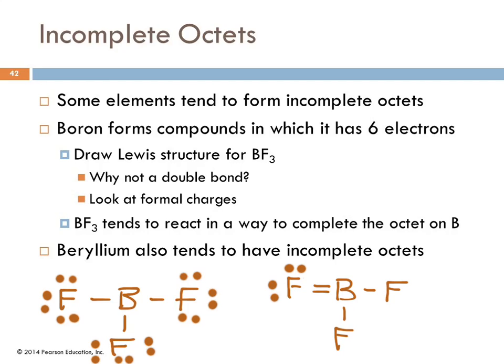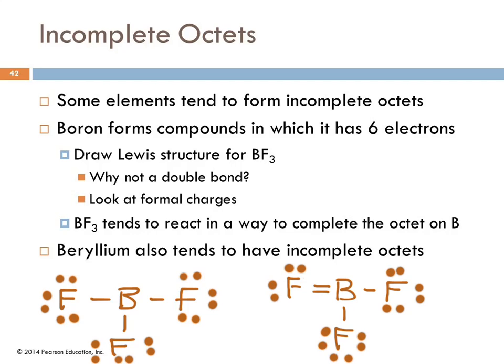And then you can think, oh my goodness, then there's all those resonance structures. Yeah, we're not going to think about that right now. That one looks better, doesn't it? Everybody has an octet. The boron, all the fluorines, they all have octets.